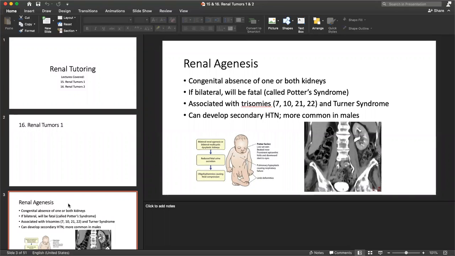If it's bilateral, if we have no kidneys, there's no way to filter our blood or our urine, so that's going to be fatal, and that's called Potter syndrome. You're going to talk a whole lot about it when you get to the OBGYN class. So you're going to have low set ears, like a beaten nose. Basically, they're like pressed against mom's stomach with no amniotic fluid because they're not peeing.